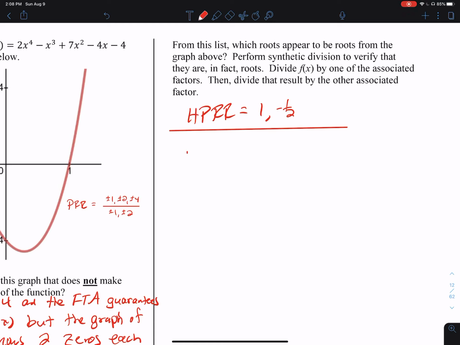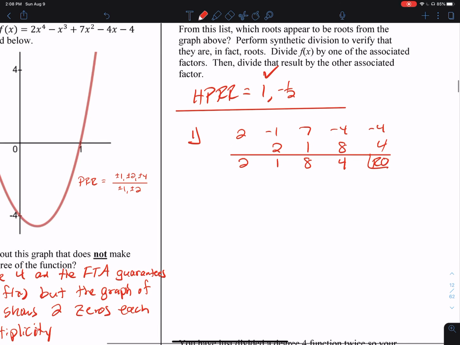To test it, I'm going to divide synthetically the coefficients of the polynomial f by the root that I think it is, which is 1. 2 plus 0 is 2. 1 times 2 is 2. -1 plus 2 is 1. 1 times 1 is 1. 7 plus 1 is 8. 8 times 1 is 8. -4 plus 8 is 4. 1 times 4 is 4. So that worked out. Lovely, as they say.